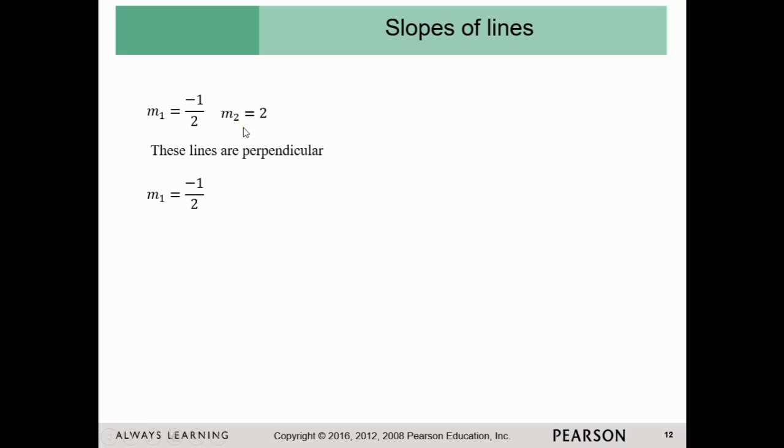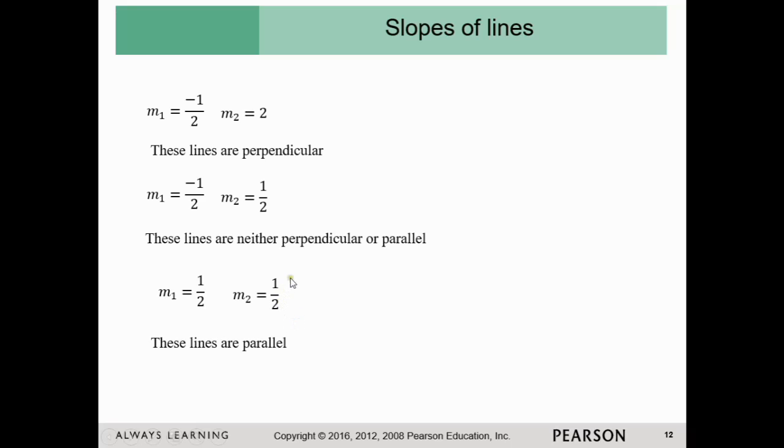Now, if we had a first slope of negative a half and a second slope of a half, it's just kind of tempting to say that they're perpendicular. Remember that they are negated, but they're not flipped. So this is a situation where you would say neither perpendicular nor parallel. Then we have a final case here where we have slopes that are equal. Remember, when slopes are equal, they're parallel.